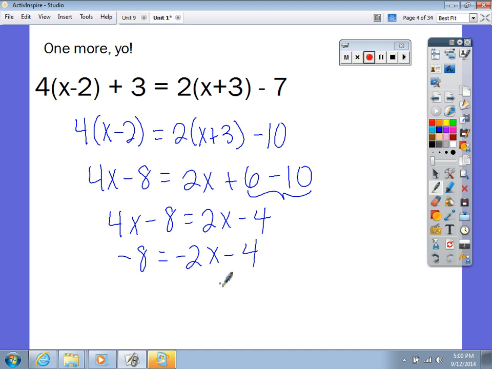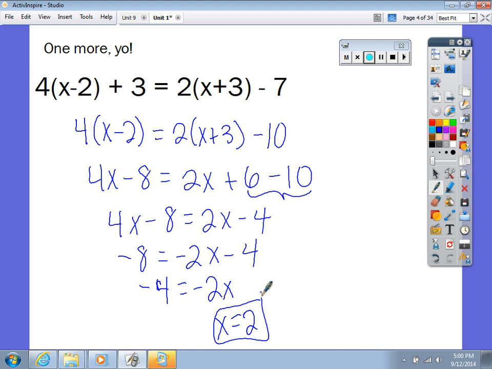And then from there, if we go ahead, we would move over our 4. We would add 4. Once again, the EOC is not going to put plus 4 in the problem. They're just going to say negative 4 equals negative 2x. Then they would divide both by negative 2, and you would get a positive 2 in the end. All right? Just knowing the different ways that you can work this problem.